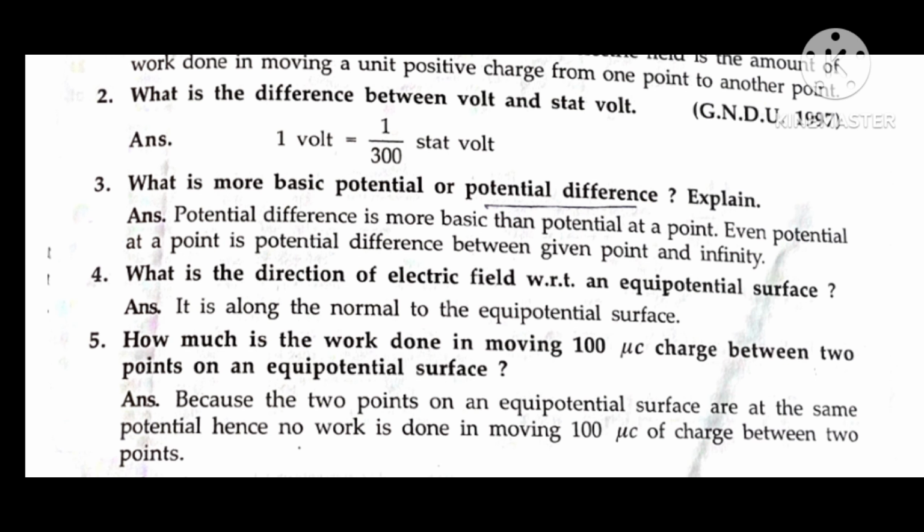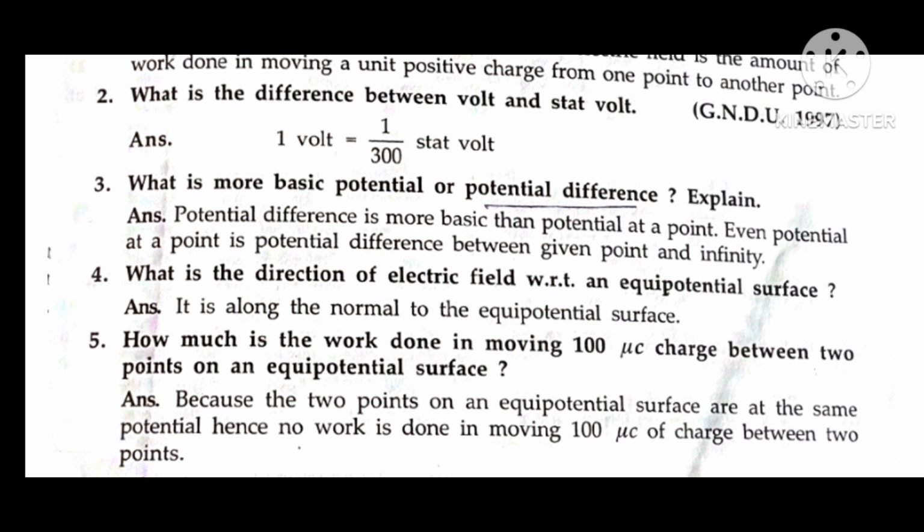Potential difference is more basic than potential at a point. Even potential at a point is a potential difference between the given point and infinity. What is the direction of electric field with respect to an equipotential surface? It is along the normal to the equipotential surface.